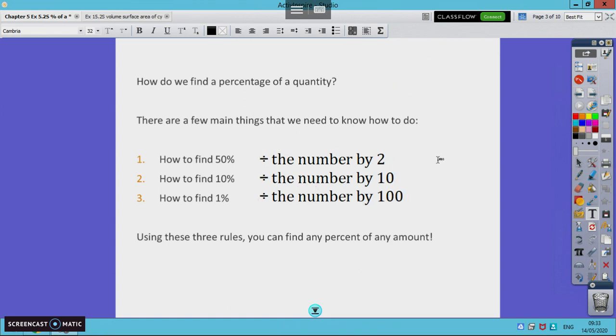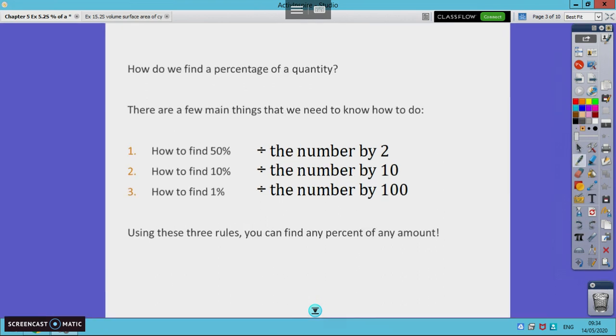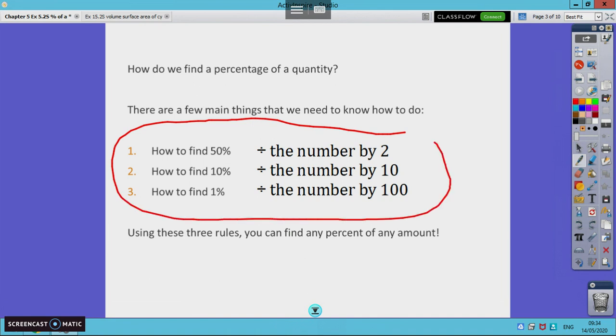Okay, when we divide by 10, you need to remember that everything is going to move 1 place to the right, and when we divide by 100, it's going to move 2 places to the right. Okay, and using these rules, as I said, you can find any percentage of any amount, and so these here I would like you to have in your books, please.